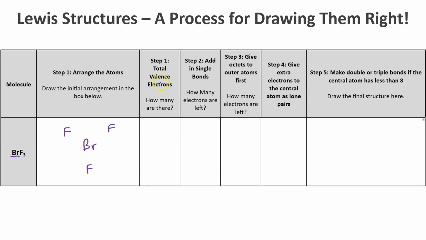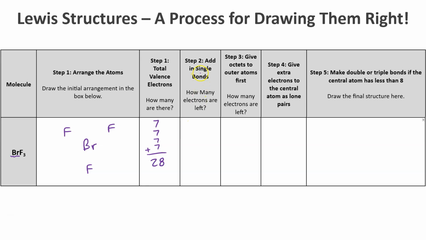Also part of step one is counting up the total valence electrons that each of these molecules brings in. And we're going to write that total here just to make sure we've got it and we're keeping track of it as we go. Bromine has 7 total valence, as does each fluorine. If I add all of those together, that's a total of 28 valence electrons.